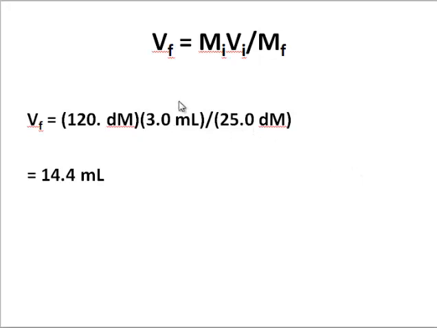Alright, here's the solution. V sub F is M sub I times V sub I over M sub F, 120 decimolar times 3 milliliters divided by 25 decimolar. Decimolar units cancel, and the correct answer for this dilution calculation is 14.4 milliliters. This concludes the second lecture for Unit 4.